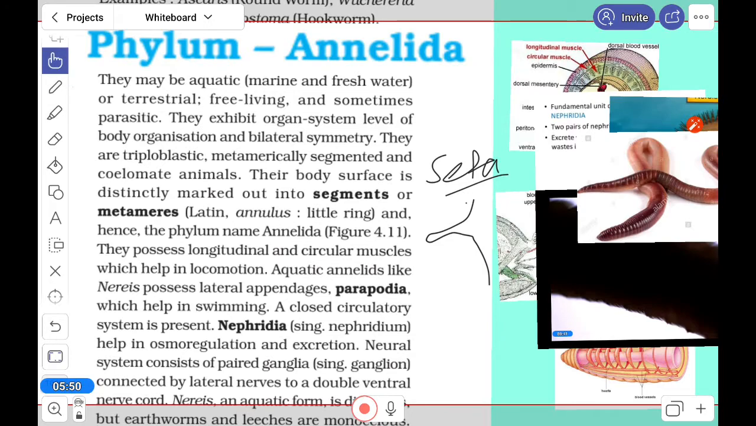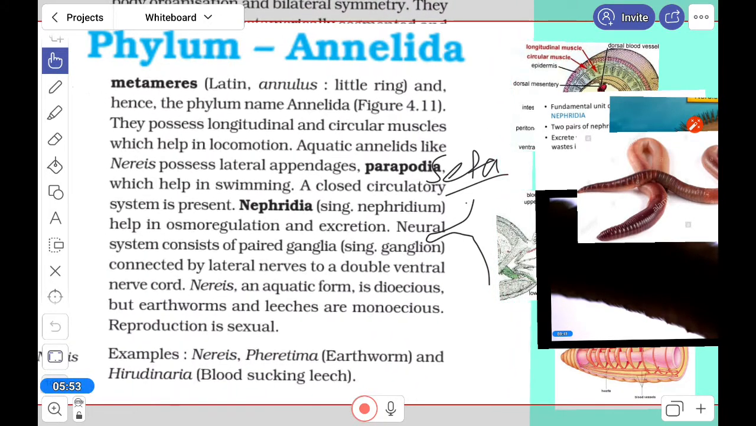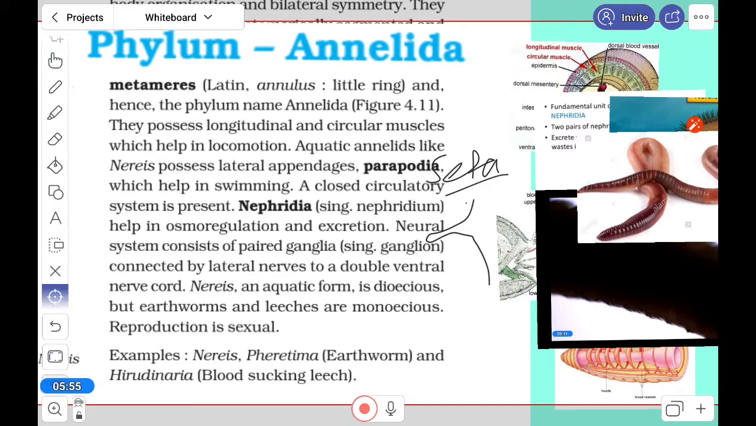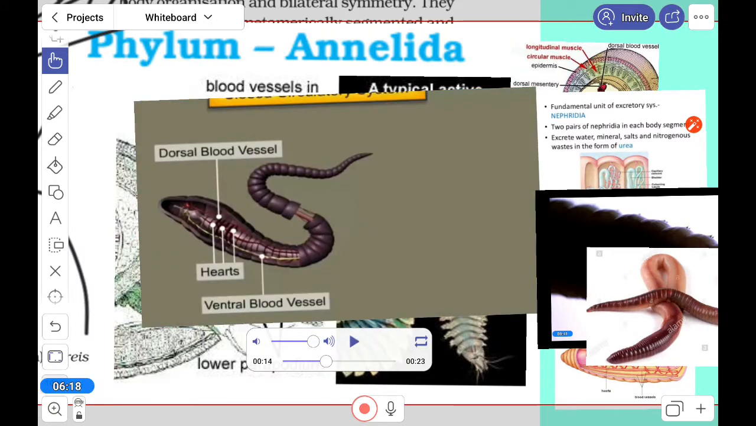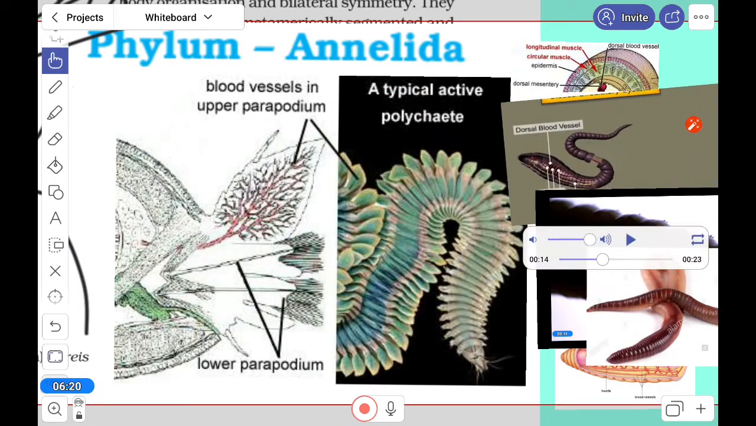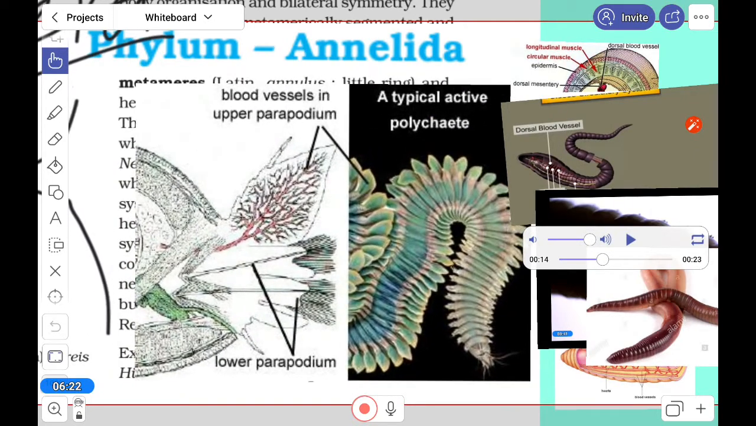Nereis is another example of this group. They have some appendages, which are called parapodia and are useful for swimming. Let's see this. So here is Nereis. You can see this is parapodia. Here is an enlarged view of the parapodia.